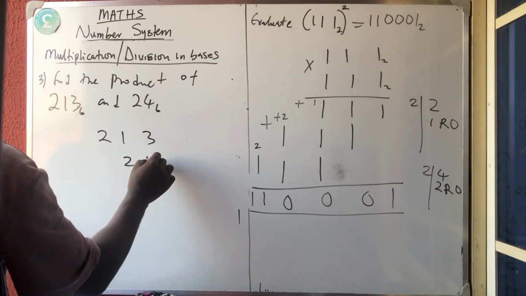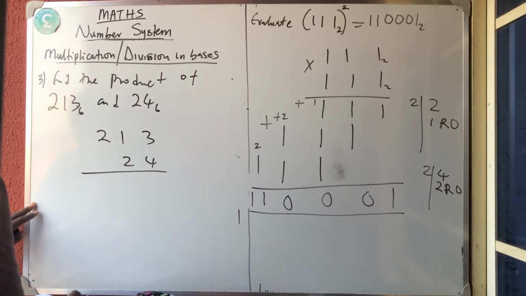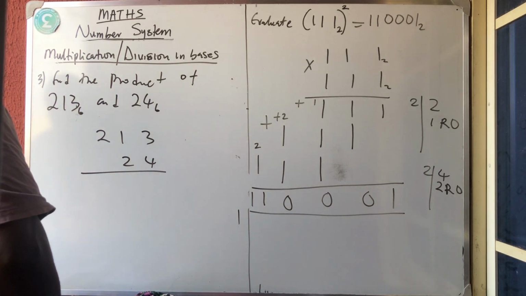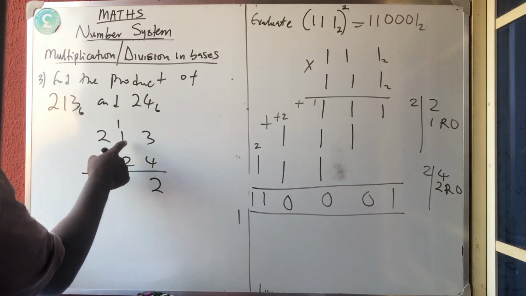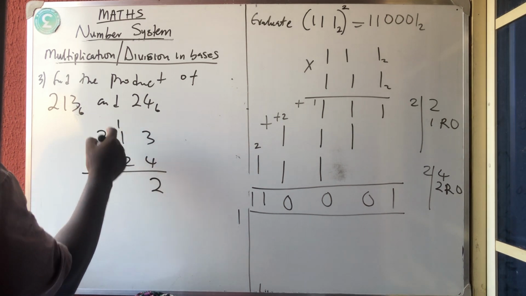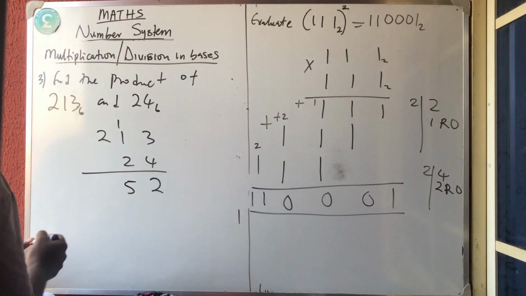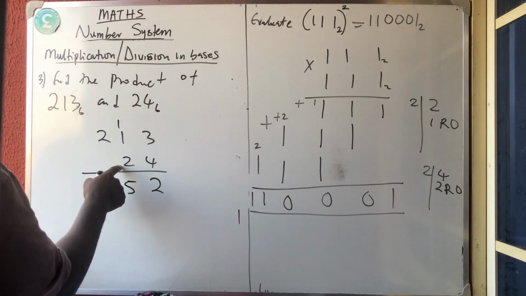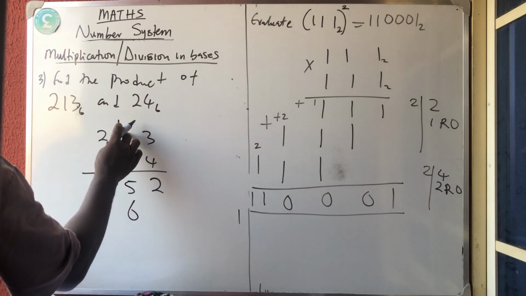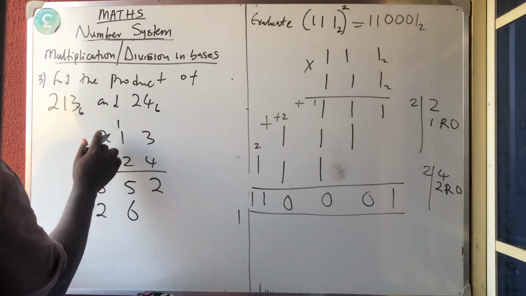213, 24. The same method. 4 times 3, 12. I write 2, carry 1. Put it here. 4 times 1, 4. Plus that 1, 5. Bring it down, 5. I know you have forgotten this thing because it's from primary school. 4 times this, 8. 2 times 3, 6. 2 times 1, 2. 2 times 2, 4.